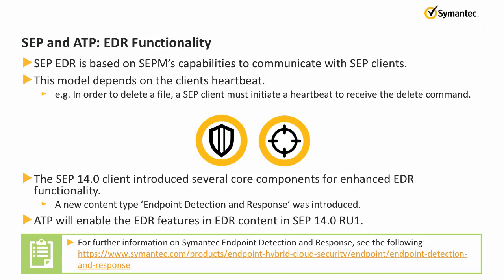Within SEP and ATP version 2, EDR has the ability to communicate with SEP clients via the SEPM using REST APIs. It is important to note that this process is reliant on a client's heartbeat to receive the commands issued by ATP to the SEPM and onto the client. The SEP 14.0 client introduced several core components that will enable enhanced EDR functionality. For example, a new content type, endpoint detection and response, was introduced. Current versions of ATP will not be able to enable most of these newer features. However, ATP will enable the EDR features in EDR content in SEP 14.0 RU1.